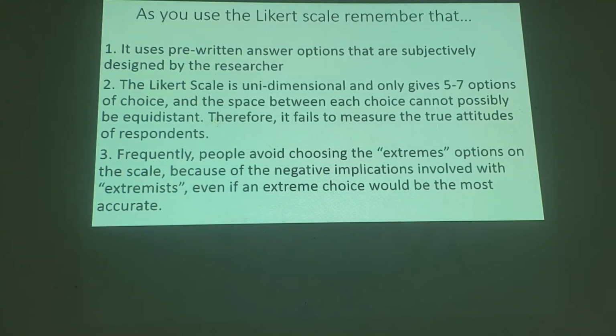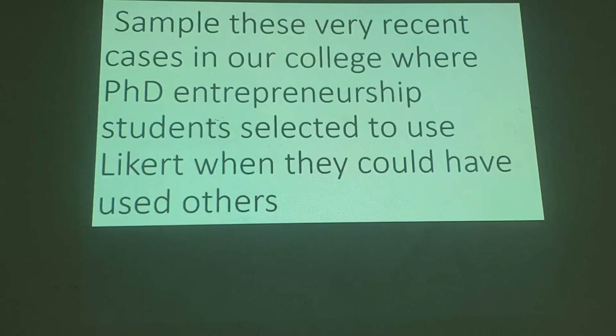Three, frequently, people avoid choosing the extremes, the options on the scale, because of the negative implication involved with extremists, even if an extreme choice may be the most accurate. So for someone to say strongly agree or strongly disagree, they may be shy and therefore take it easy, neutral for example, and therefore you may not really capture the real essence of the research.